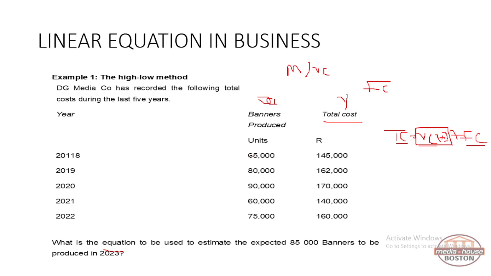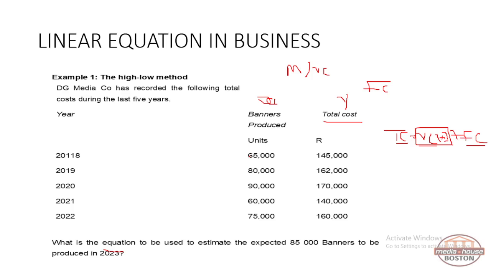So let's start, guys. The first step, identify the lowest activity and the highest. Which year is the lowest? Which one is the highest? Okay, 2021 has the lowest, and which one has the highest? I'm reading the chat, someone has identified the highest, and the highest is 2020, where we've got 90,000 units.